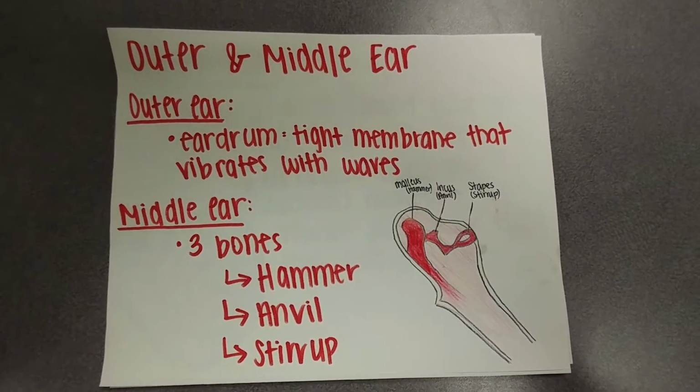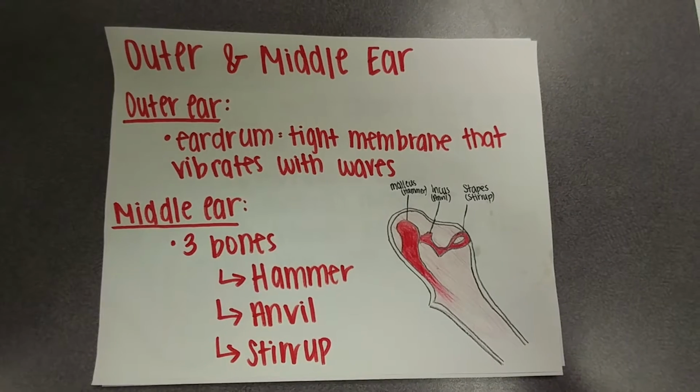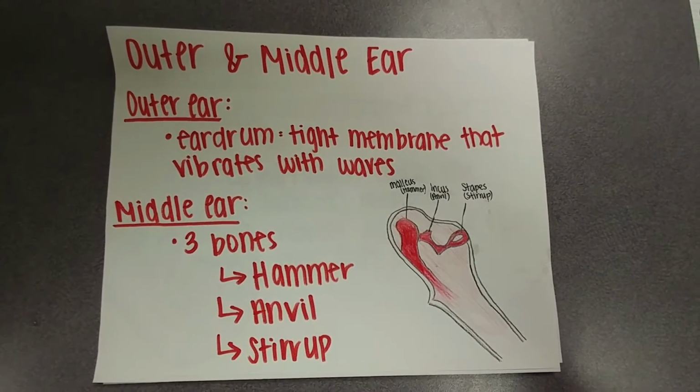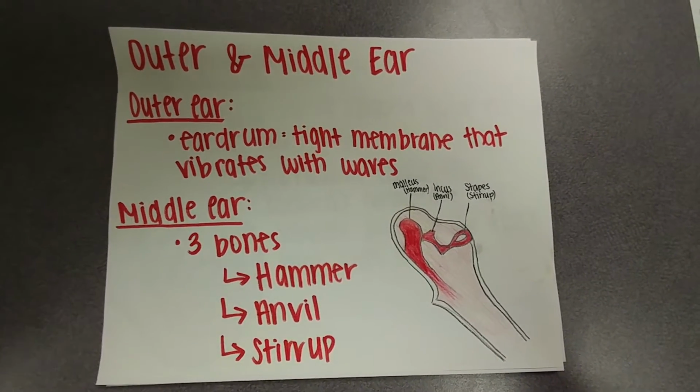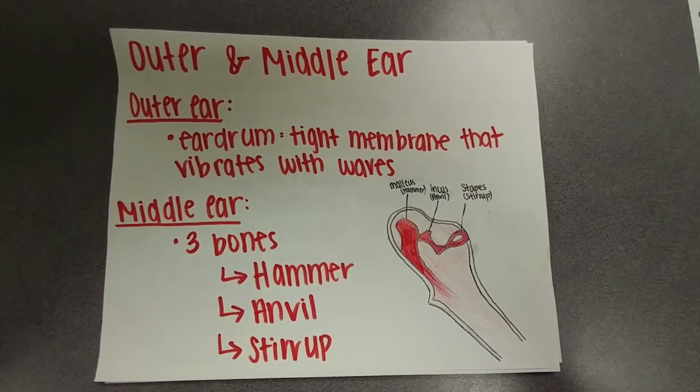Outer ear. The eardrum is a tight membrane that vibrates with sound waves. The middle ear has three bones known as the hammer, anvil, and stirrup, and they transmit vibrations through them.